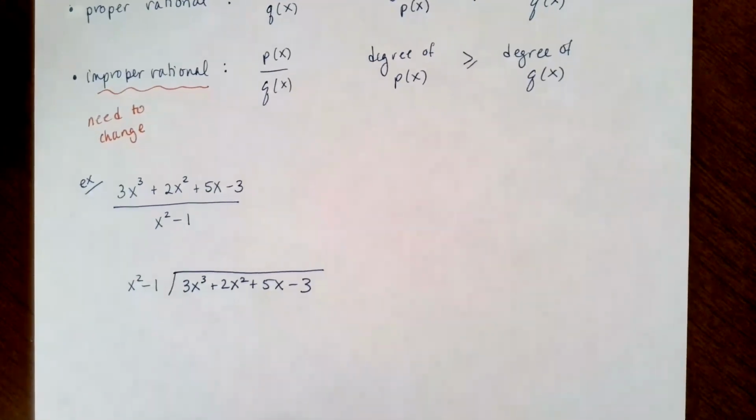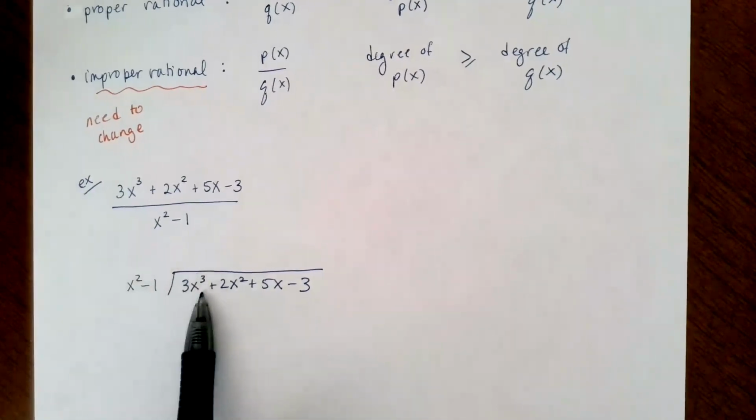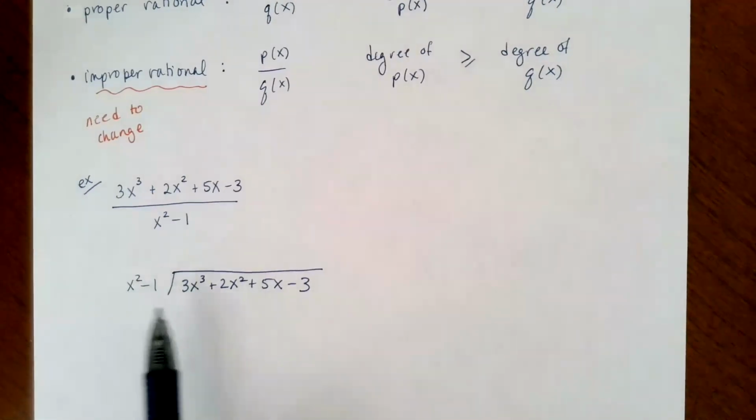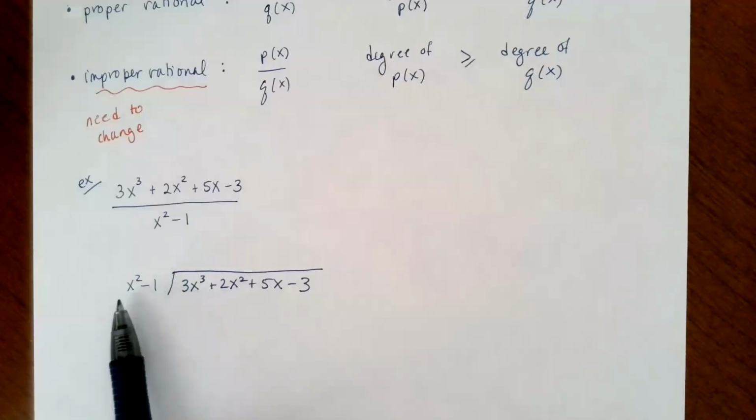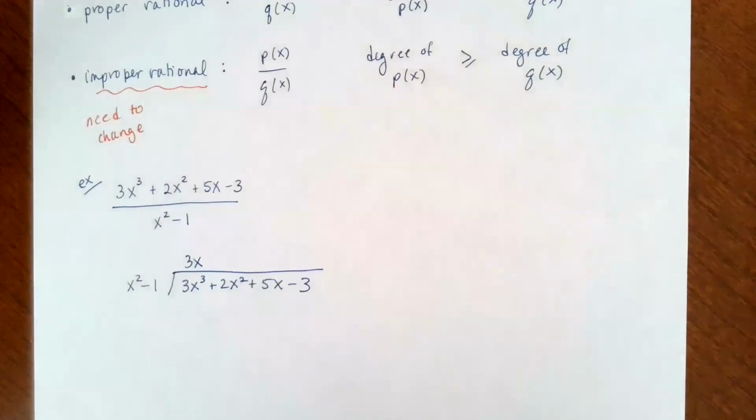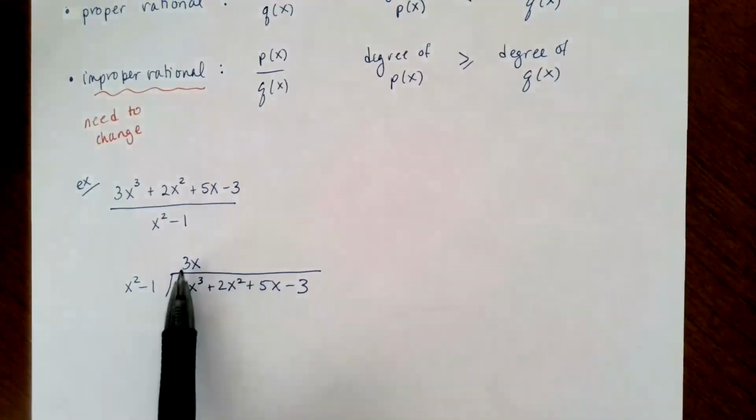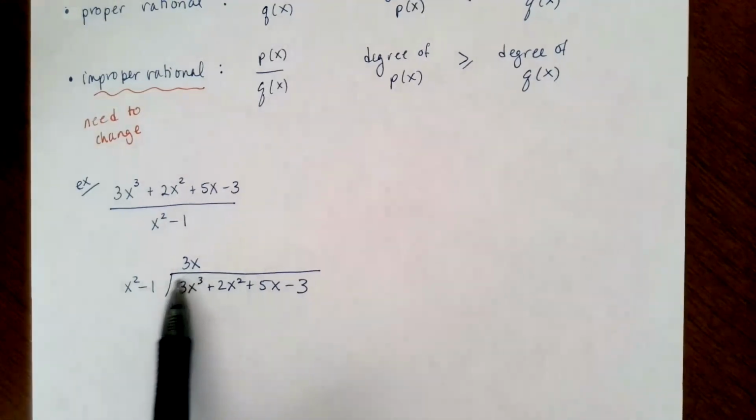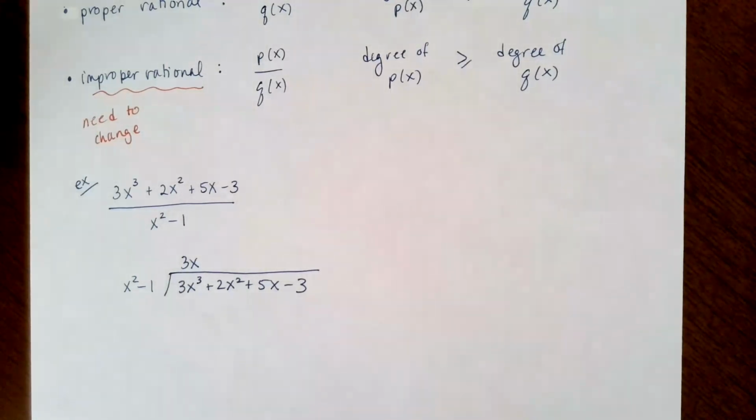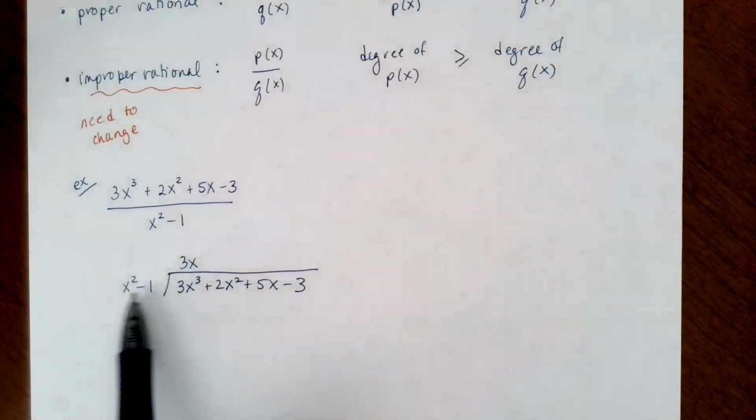The key is to focus on the first term here, the x squared, and just the first term here, 3x cubed. So we think, what do I multiply x squared by to match 3x cubed? I need a 3 and I need an extra x. So I'm going to write 3x up here as the beginning of my answer polynomial. If I multiply 3x times this x squared, it'll perfectly match the first term here. That's what I want. Now I'm going to multiply 3x times this whole polynomial, so it's going to distribute in and also hit the 1.